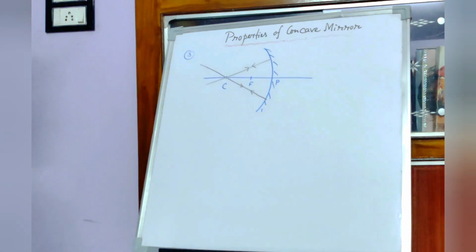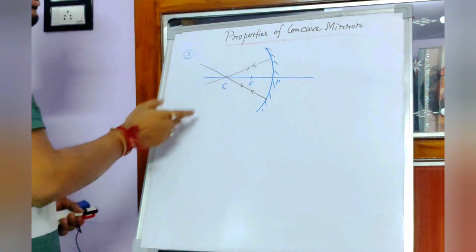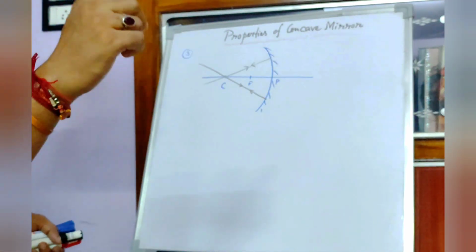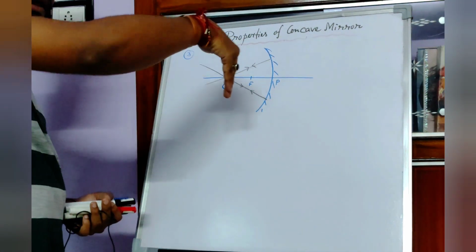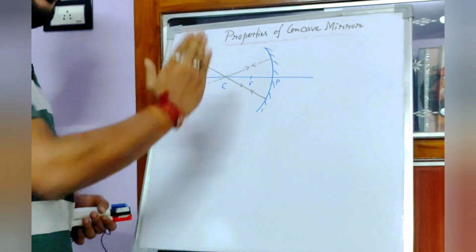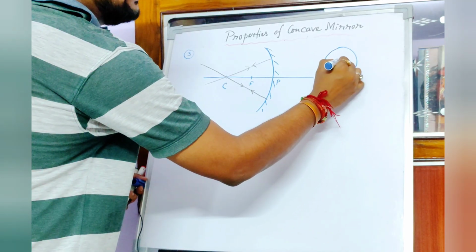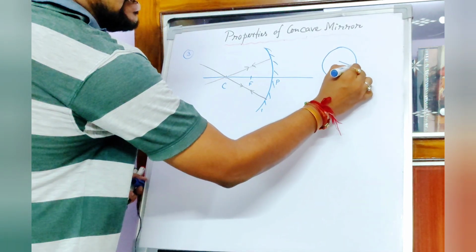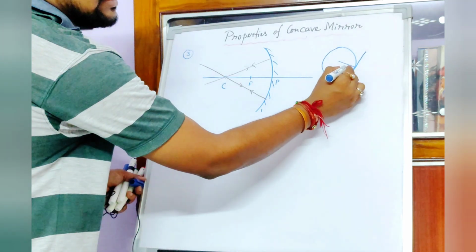Why is this happening? This is happening because we know whenever any ray is passing through the center of curvature, it falls on the surface of the mirror at a 90-degree angle. And whenever any ray is falling on the mirror at 90 degrees, it will bounce back to the same path. So this is a circle, you can say this is the center. From the center to the surface, how to get a 90-degree angle at this point? You have to draw a tangent line, right?